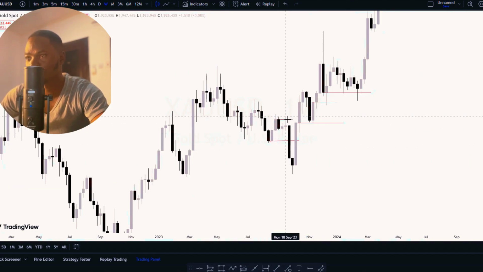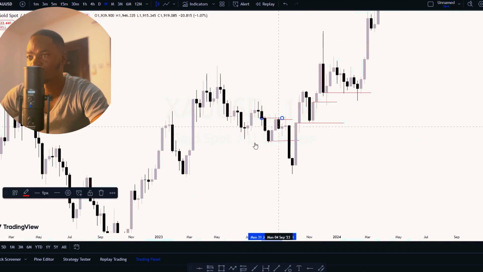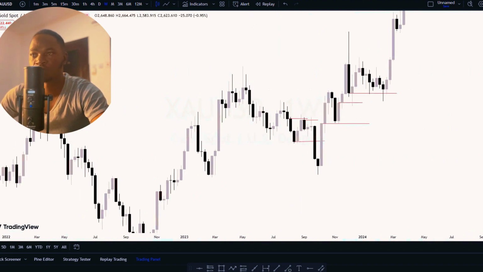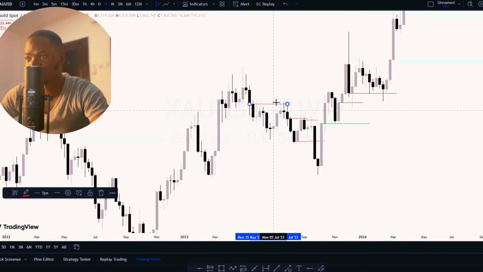Price touched the SNR and closed below, sorry. This is another rejection, right? We touch the SNR level, we close below. All right, this is a rejection. We touch the SNR and close below, and then price came back to that same level, touched, closed below, touched, closed below.